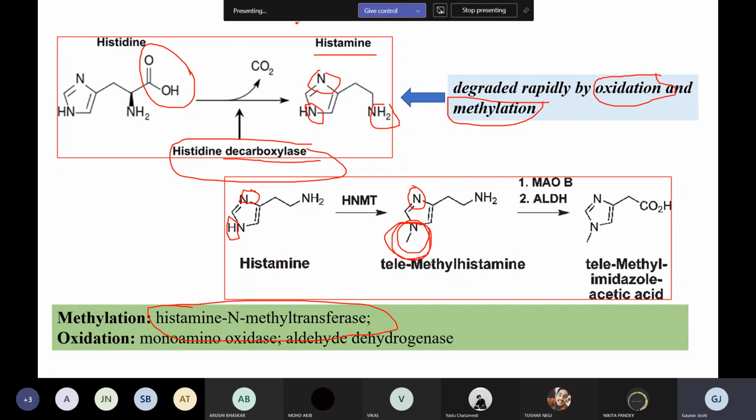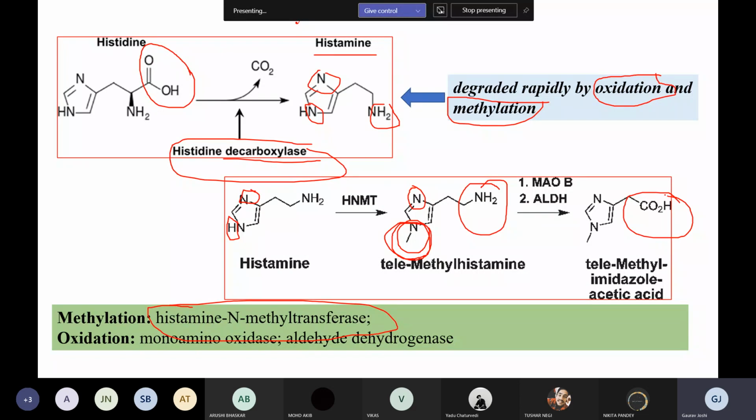This is a very simple thing. Now the second thing, we talk about the oxidation. In our body there are two enzymes, monoamine oxidase and aldehyde dehydrogenase, which are responsible for the oxidation. What will happen in the oxidation? This NH2 group will be converted to the carboxylic acid group. So this is the fate of histamine in the body.